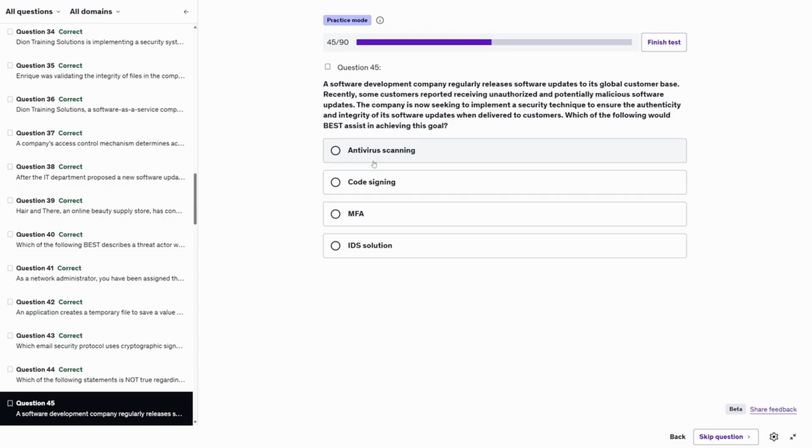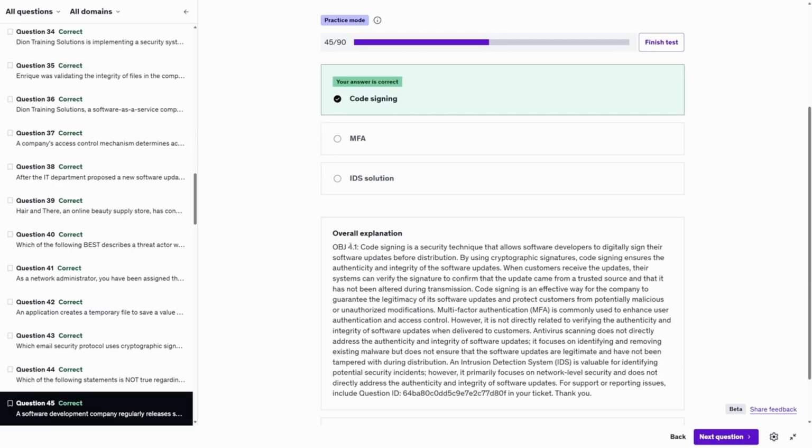Recently, some customers reported receiving unauthorized and potentially malicious software updates. The company is now seeking to implement a security technique to ensure the authenticity and integrity of its software updates when delivered to customers. Which of the following would best assist in achieving this goal? And the correct answer is B, code signing.